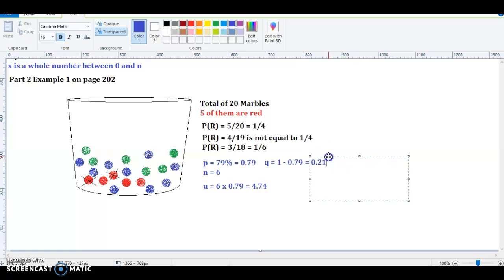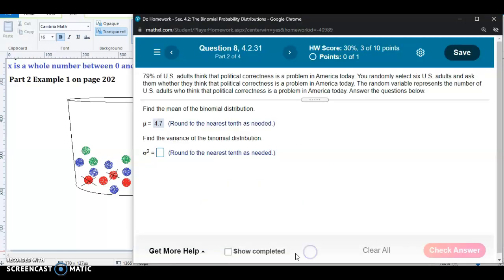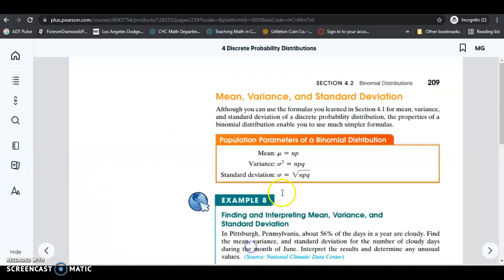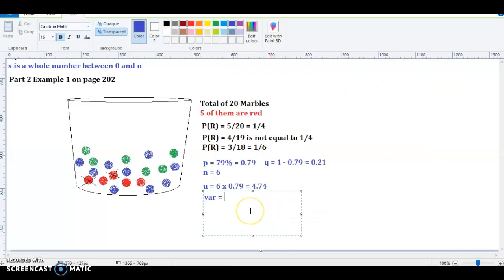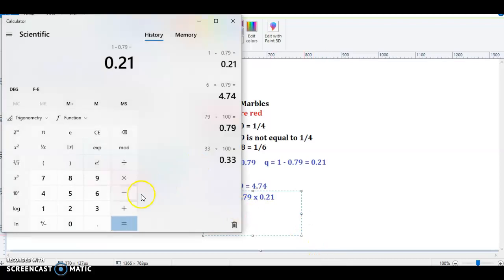Okay, so for the variance, according to the book, it's n times p times q. So we're going to multiply all of those together. n was 6, p was 0.79, q is 0.21. So 6 times 0.79, and then multiply that by 0.21 is our variance, which was 0.9954.